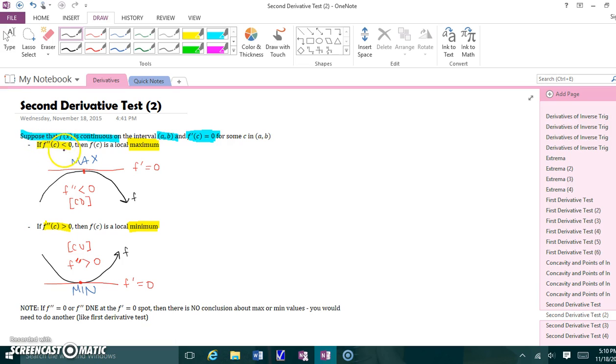If the second derivative is less than 0, meaning the second derivative is negative, that means it's concave down. And at that c value, there's a local maximum. c is just some x value in the interval (a, b). If the second derivative is positive, greater than 0, that means it's going to be concave up. We already know that.